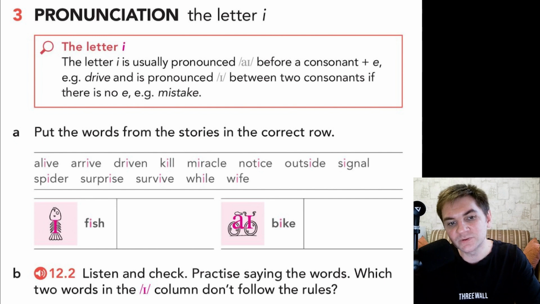Part A. Put the words from the stories in the correct row. We have two rows, like A, like in fish, and I, like in bike. For example, you take the word alive, I, so you put it in the I row. And I think you'll be able to do the other words easily. Work with these words, then check yourself.